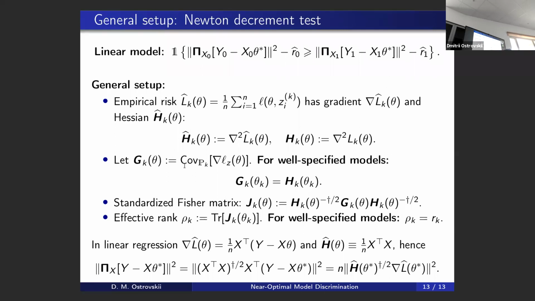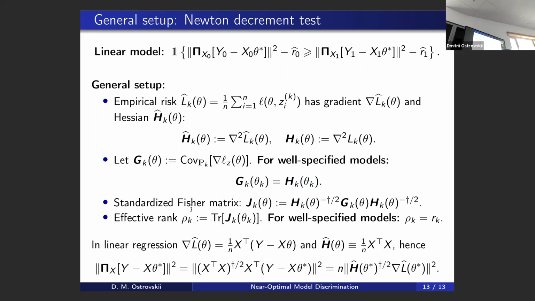Let me introduce the two matrices. H_K is the Hessian matrix and its empirical counterpart, and G_K is a Fisher-type matrix. It's the covariance of the gradient at theta over the P_K distribution. I know that in the well-specified case I have this, called the Bartlett identity. So the two matrices are equal at the population minimizers.